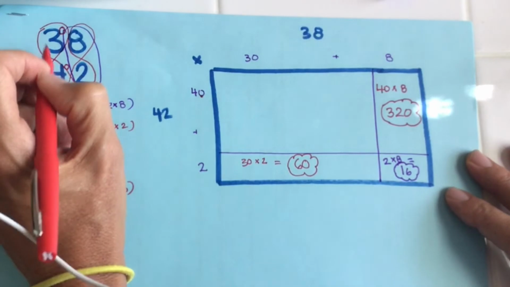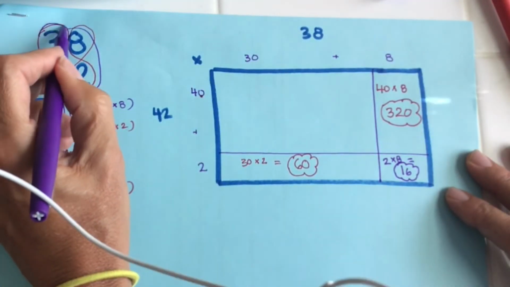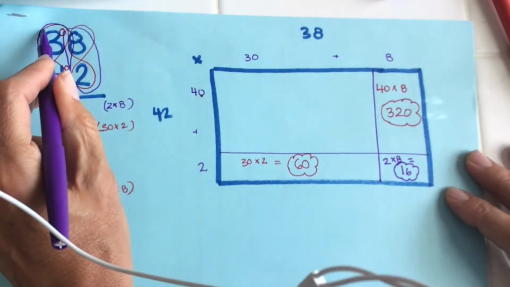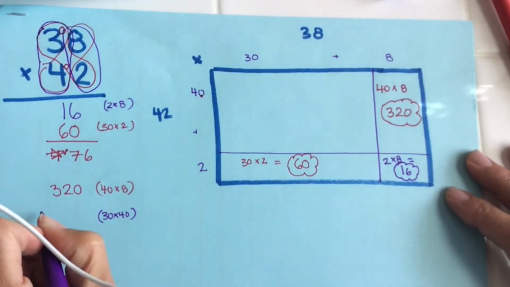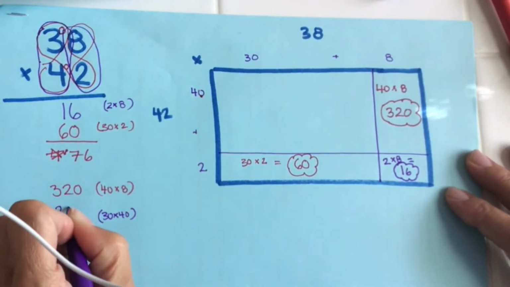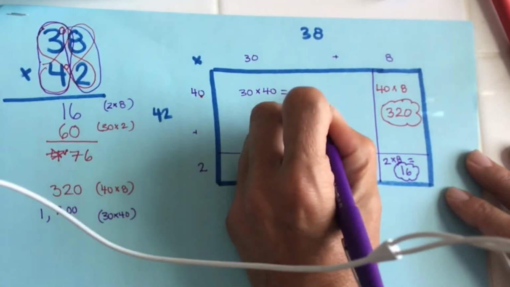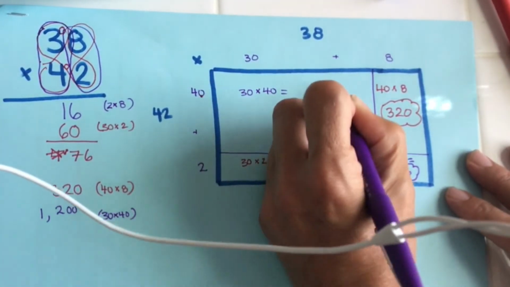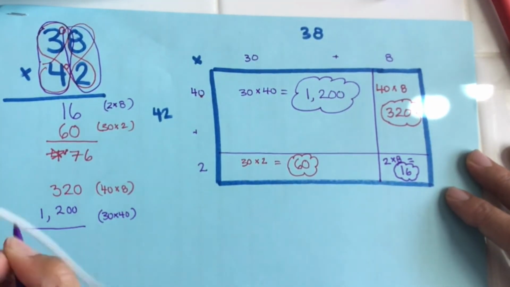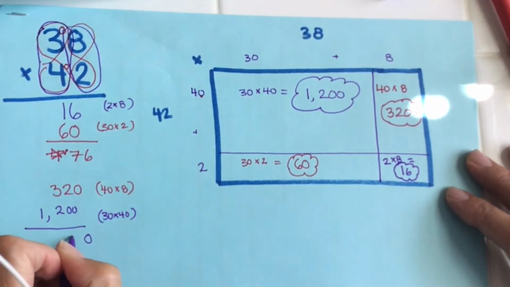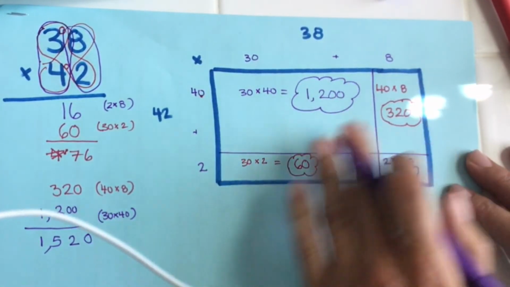And lastly, for the traditional algorithm, you would be multiplying this last part, 30 times 40, and 30 times 40 is 1,200. Here we have 30 times 40, and that's 1,200. And so if you combined those two parts, that would be 1,520. They're the same parts that we see here.